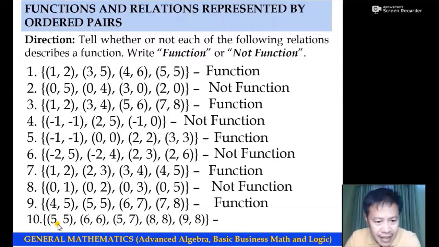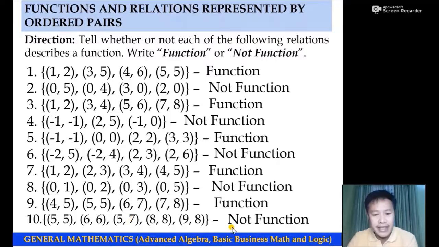Number 10. The abscissas are 5, 6, 5, 8, and 9. This is not a function because 5 is mapped with two different values in the y. We have 5 and 7. So this is not a function.